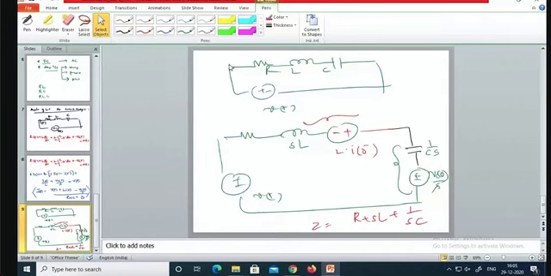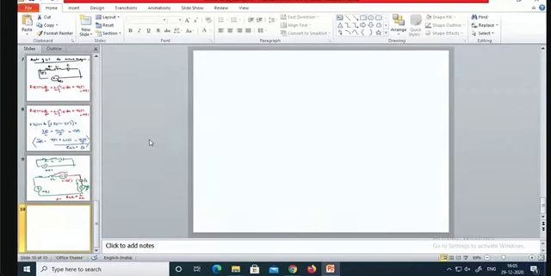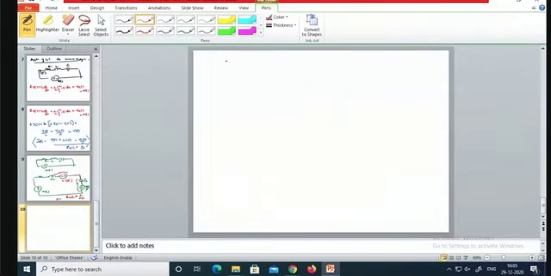Now let us understand the behavior of each element, in terms of the passive elements, that is R, L and C. First we should discuss the capacitive element, how to represent it in the Laplace network. The time domain network is different, the Laplace network is different.